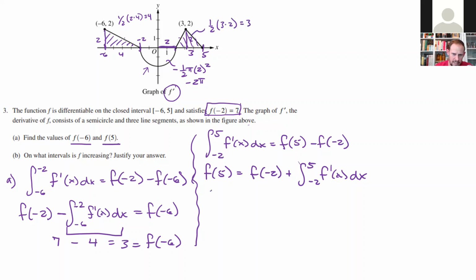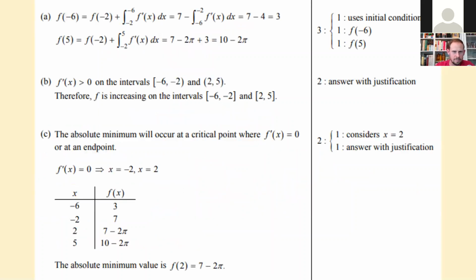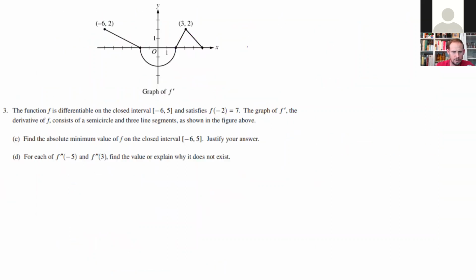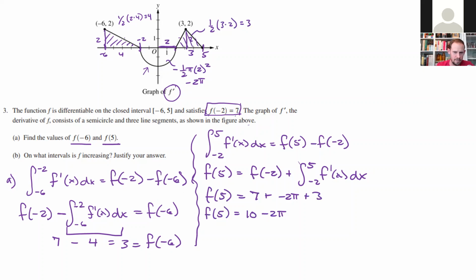All right, so we're going to get f of 5 equals f of negative 2, which was 7. Then we're going to have this negative area, negative 2 pi, and then this positive area, plus 3. So we get that f of 5 equals, let's see, 7 plus 3 is 10. So we get 10 minus 2 pi. And there's our answer. Hopefully that's right. Should we check? Yeah, so one of them was 3. The other one was 10 minus 2 pi. Is that what we got? That's what we got. All right, 3 and 10 minus 2 pi.